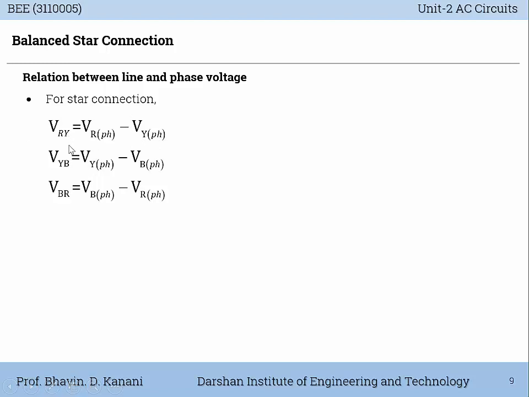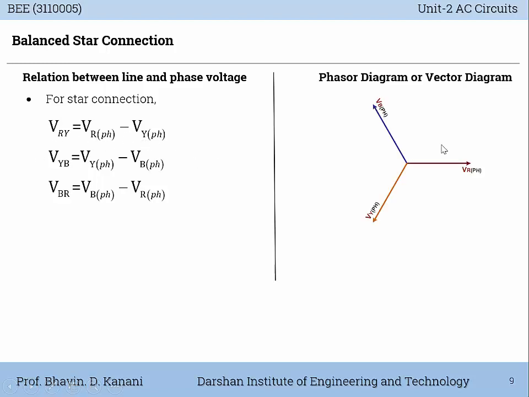That means the voltage between the R and Y line is the representation of the difference of R phase voltage and Y phase voltage. Let us try to understand this first from this diagram. This is the basic reference vector diagram where the R phase vector is the reference vector. With this reference, the Y phase is again minus 120 degrees out of phase, and the B phase is minus 240 degrees apart from the R phase.